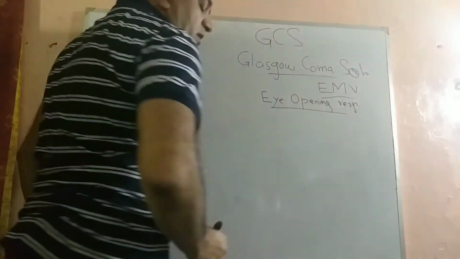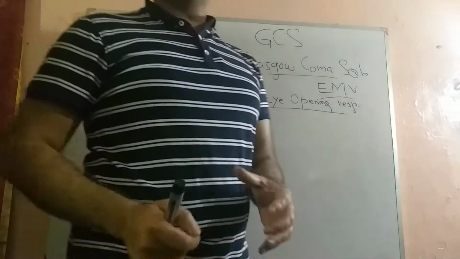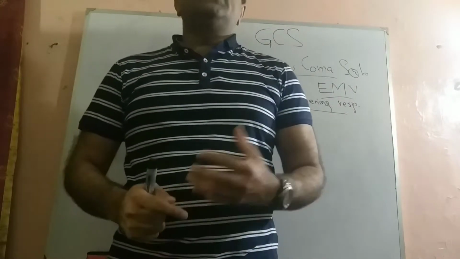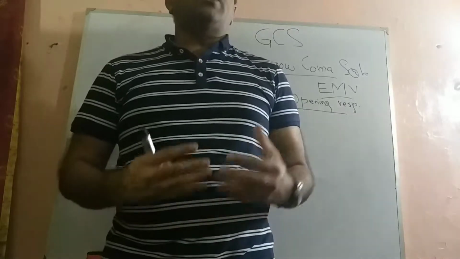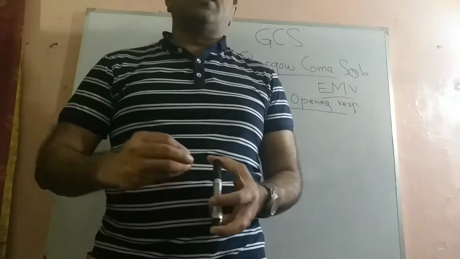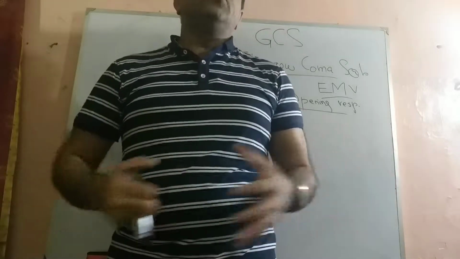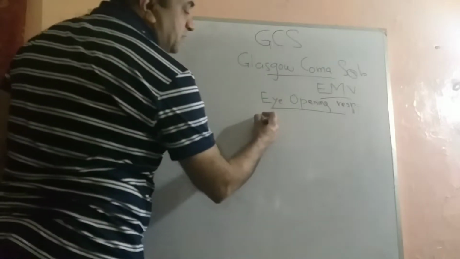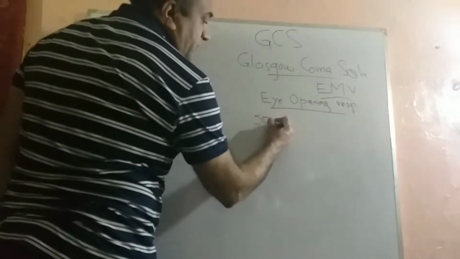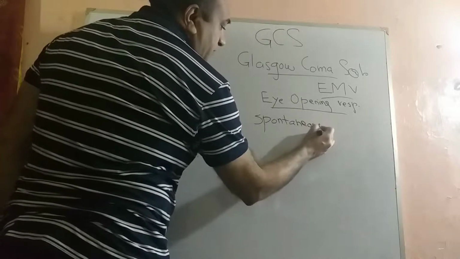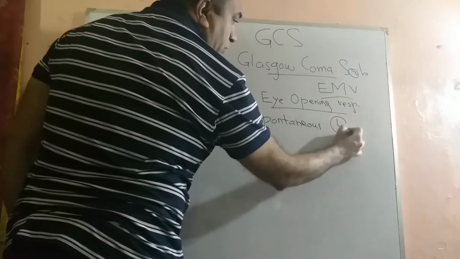It has a maximum of 4 and a minimum of 1. If you see a patient, or you receive a patient, or you attend a patient, and the patient has eyes spontaneously open and purposefully open, you give the patient maximum marks, and those are 4. Spontaneous eye opening is given 4.